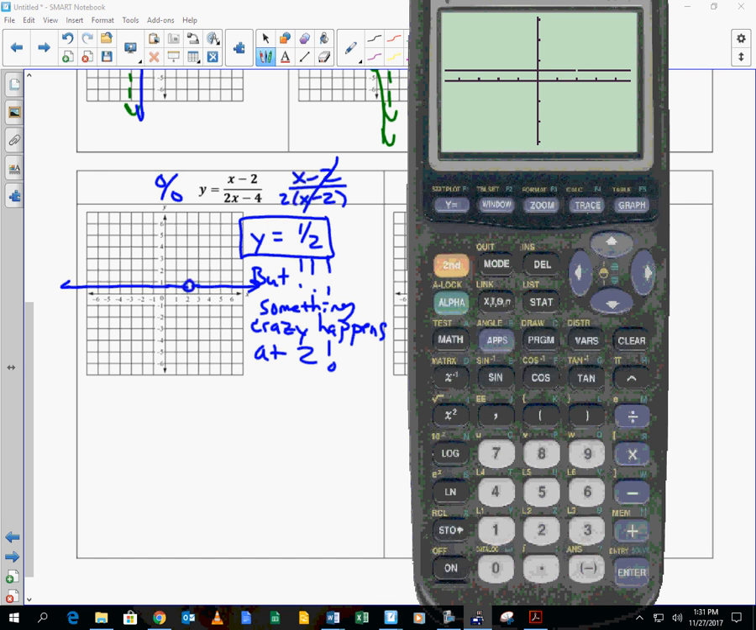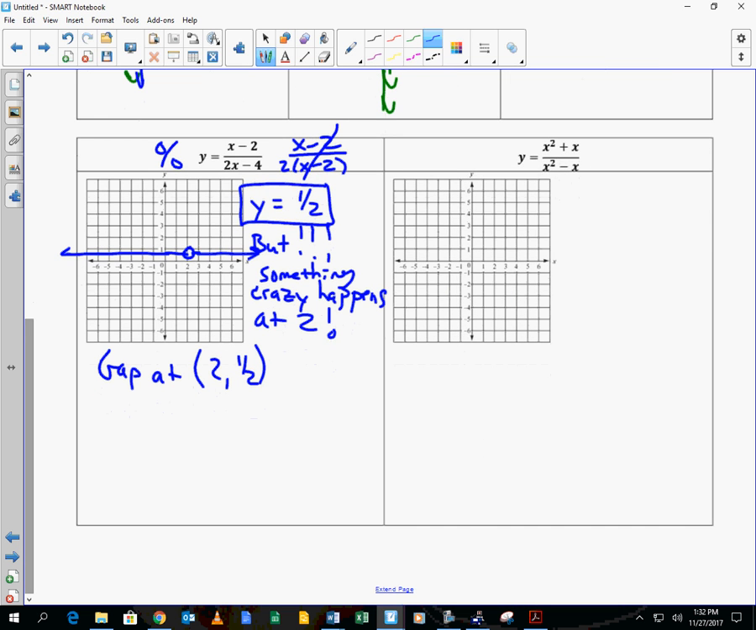It's got a gap. There's a gap at 2, 1/2. So on today's assignment, if there's a gap that happens, you want to be able to say where that gap happens. If there's something that divides off, you're going to get a gap there. You're going to get a hole there. That's what's going to happen. So let's put it all together.